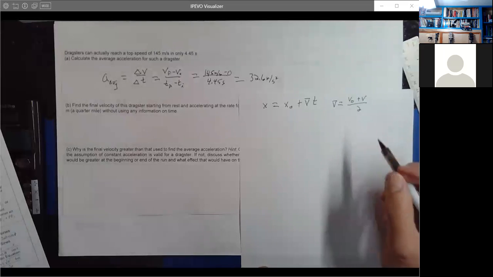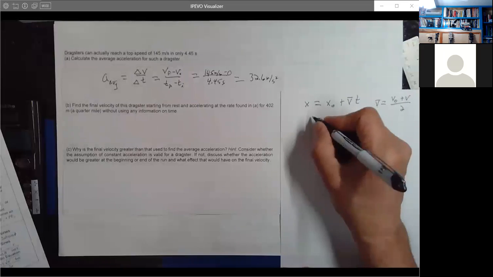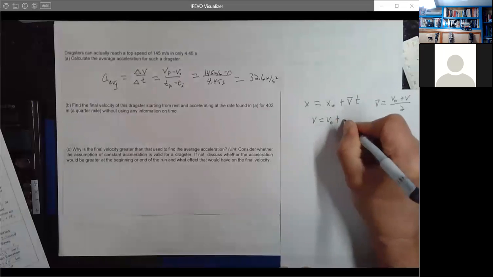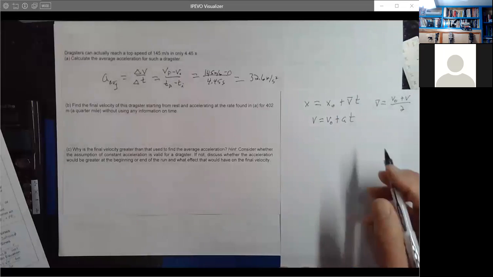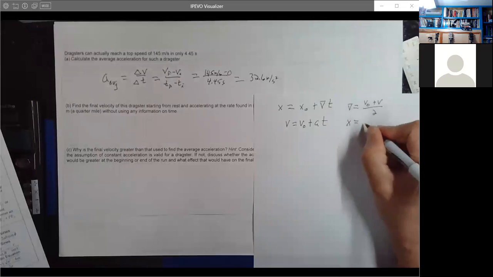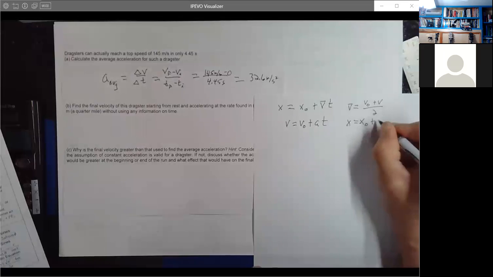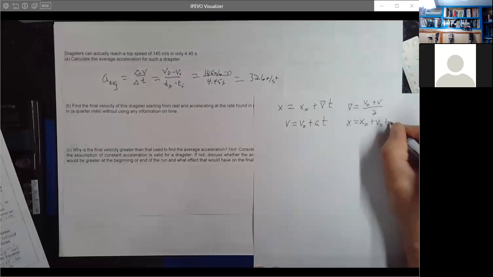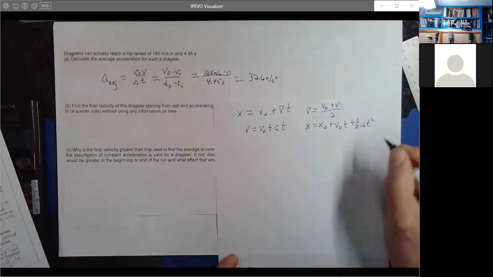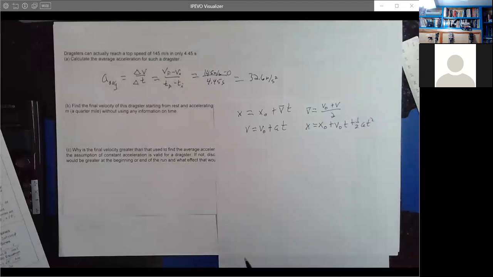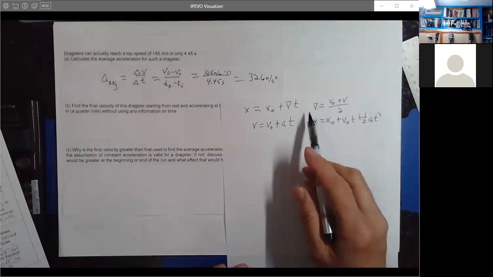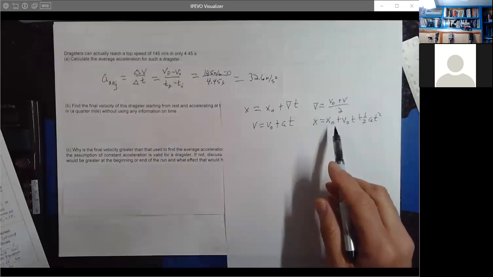Now, more generally, when you have acceleration, you've got v is equal to v naught plus at. So there's one that works. And then we've got that one for x: x equals x naught plus v naught t plus 1/2 at squared. So there's another one of our equations, but I'm supposed to do it without using any information on time. And an average velocity isn't going to help me here.